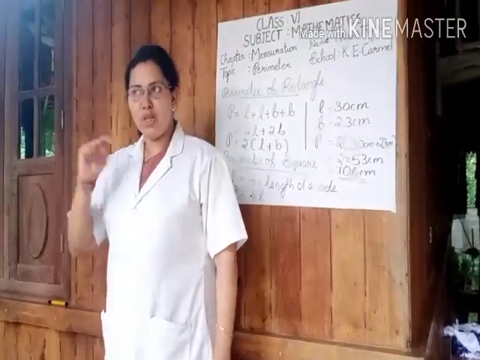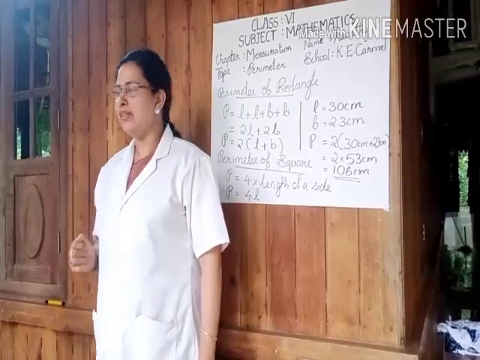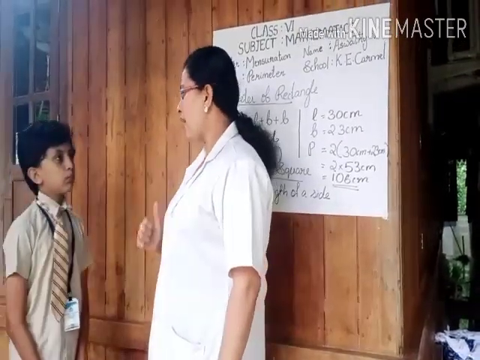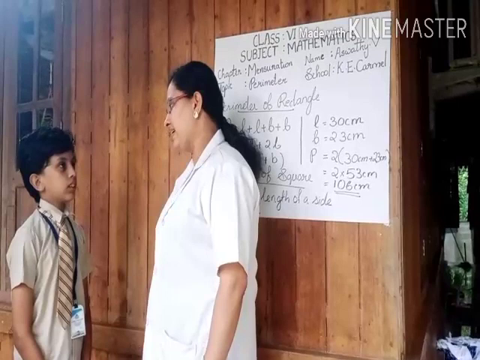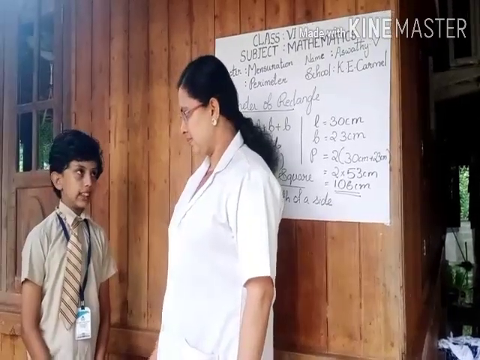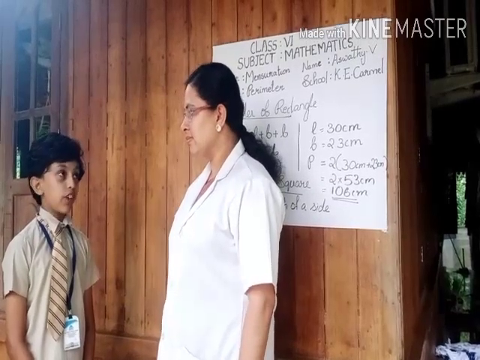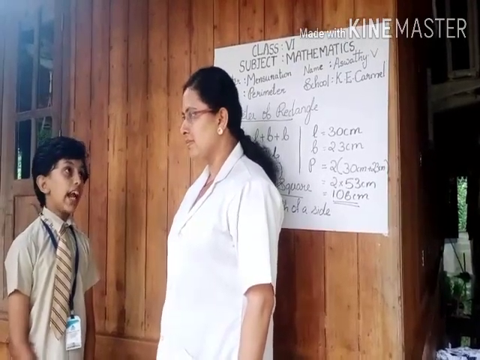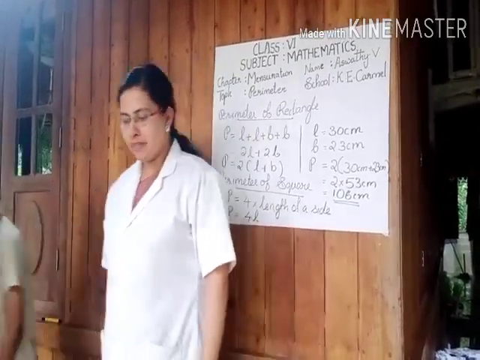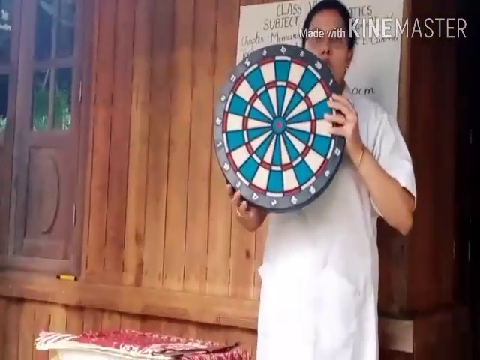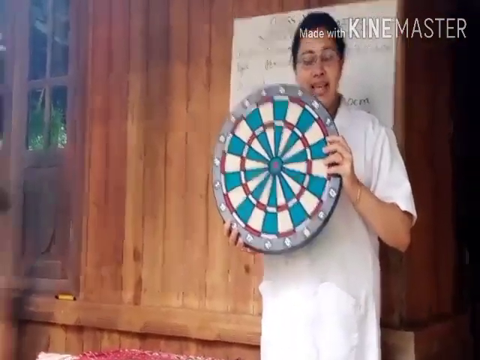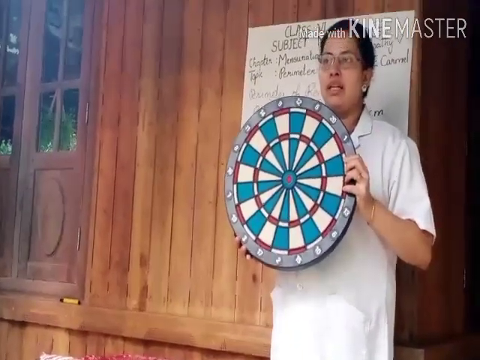Now, let me ask one more question. Gautam, please come here. How to find the perimeter of a hexagon? The hexagon has 6 sides. We measure the length of each side and add them. We will get the perimeter of the hexagon. Very good. Yes. What is this? It's a dartboard. Yes. What is the shape of this dartboard? It's a circular shape. Yes.